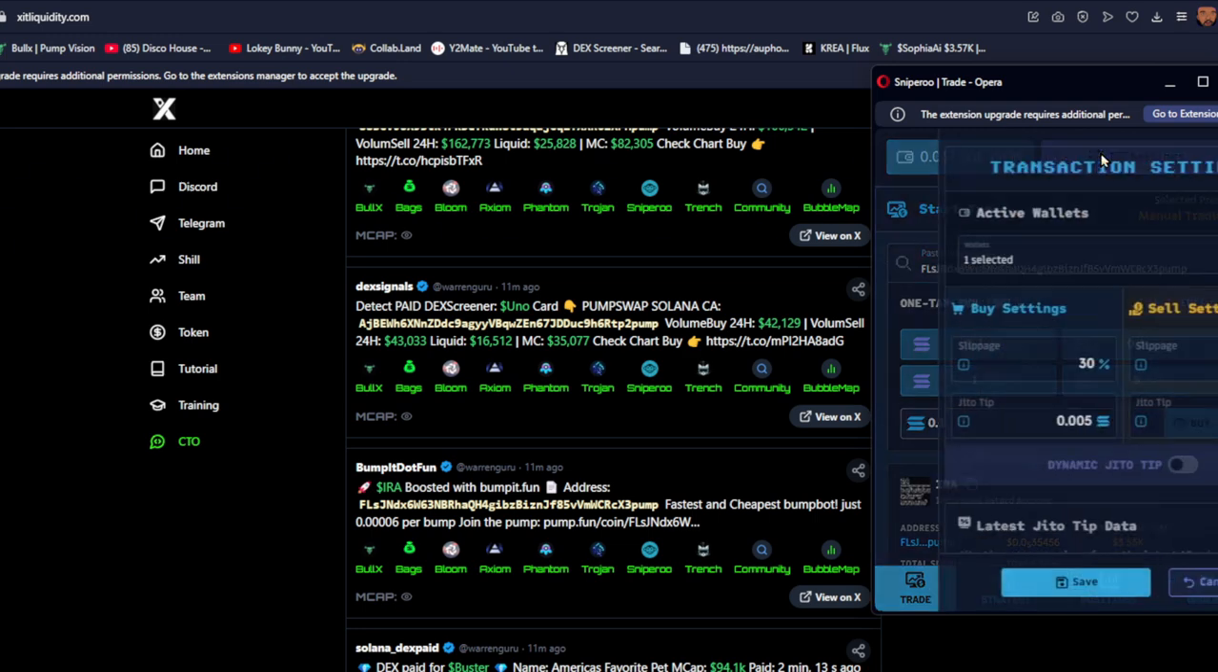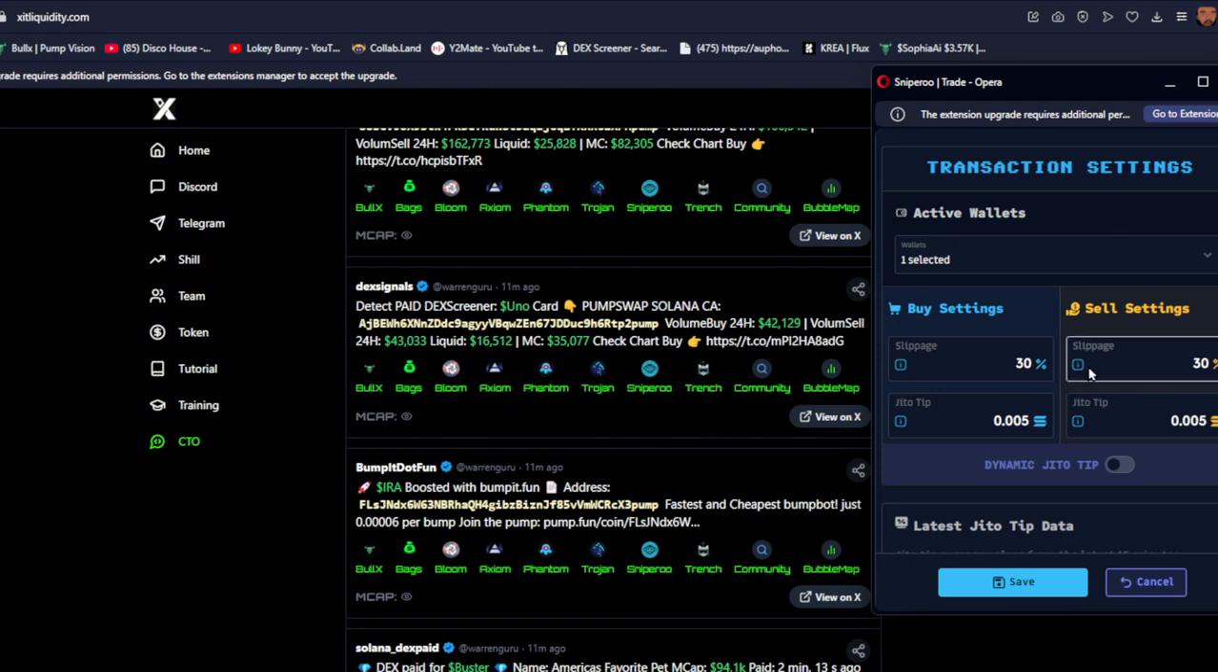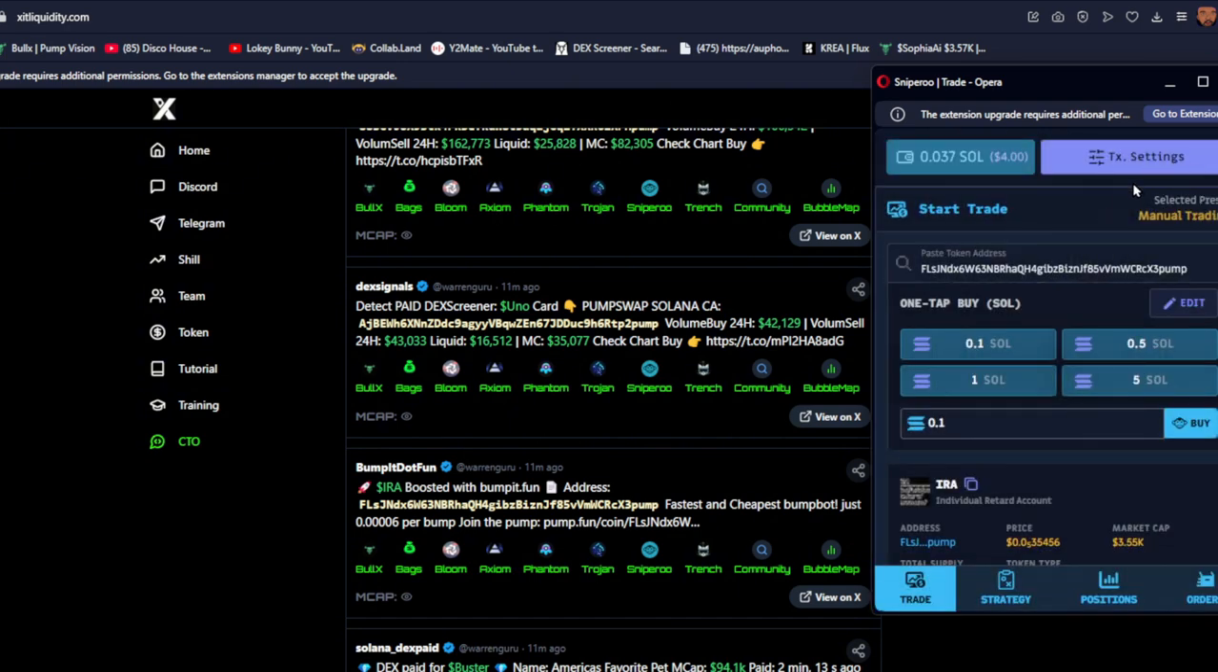It allows me to do settings, for example, slippage here. I can type in slippage, I can do Jito tip, I can have all those settings at my fingertips right here within this mini app.